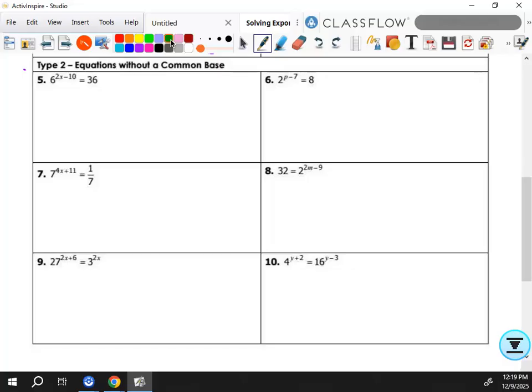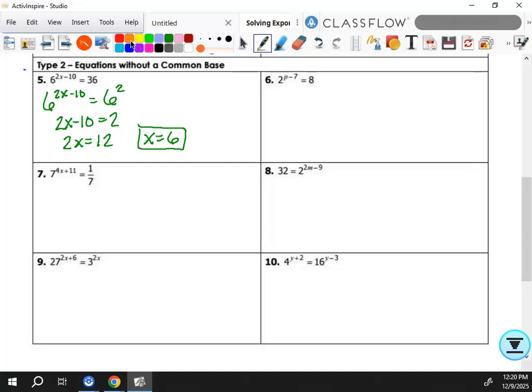My base on the left is 6. Can I change 36 into 6 to some power? Yes. To what power? The second. Okay. So this would give me 6 to the 2x minus 10 equals 6 to the second. So now I'm just like what I had up there. I have two single exponentials with the same base. So now this just gives me 2x minus 10 equals 2. So 2x equals 12 and x equals 6. Any questions at all?